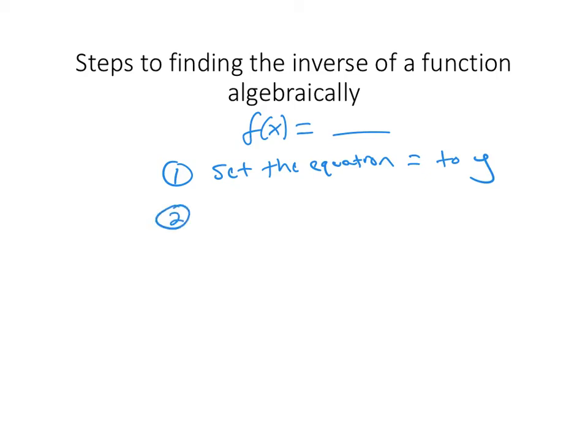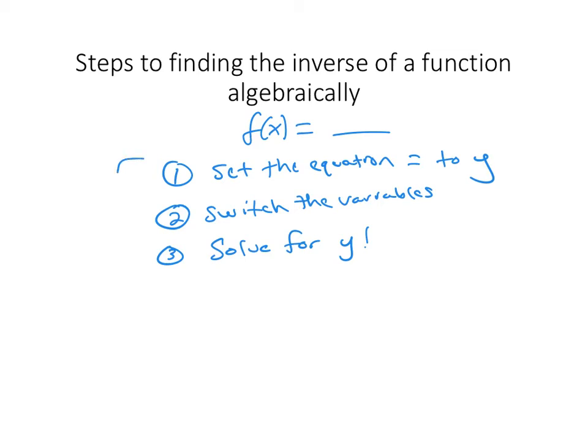For inverses, we notice that the x and y pairs switch. X becomes y, y becomes x. So in the second step, we switch the variables. If it was y equals something, then it's going to be x equals something in terms of y. The third and final step is solve for y and get it by itself. Make sure you write these 3 steps down in your notes, and title it Steps to Finding the Inverse of a Function, because we're going to go over several examples in the rest of the lesson.